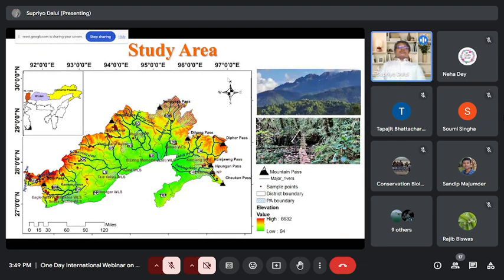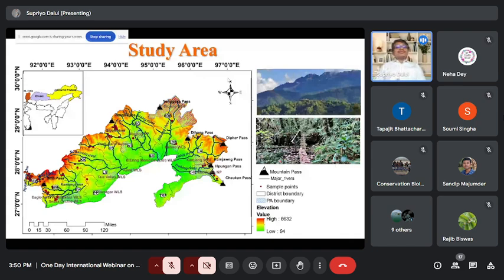So basically, Arunachal Pradesh is a very interesting landscape because it is in the northernmost, most remote area in the northeast part of India. It is totally cut off from the mainland in a way, because of its rough terrain, and there is less accessibility during the monsoon.